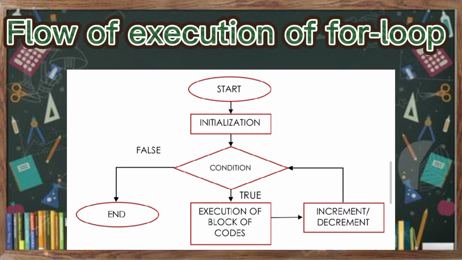It starts with the initialization of a variable, which is executed only once. It then goes to the condition, where it is evaluated whether it is true or false. If the condition is false, the for loop is terminated. If the condition is true, it executes the block of code. After every execution of the block of code, the increment, decrement part of the for loop is executed, which updates the loop counter, after which it goes back to the condition part where it is reevaluated.